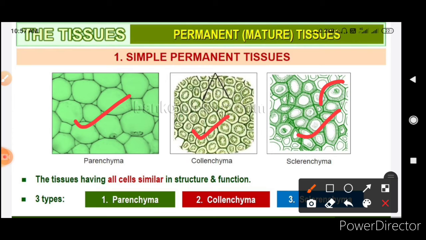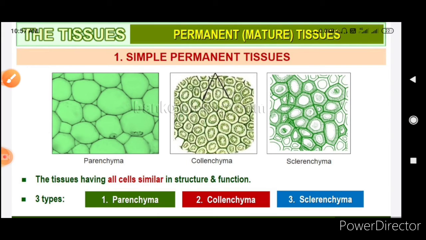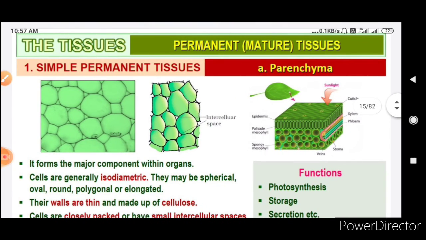See here you can see the deposition. This we'll see later, what are the characteristics of sclerenchyma. So simple permanent tissue are of three types: parenchyma, collenchyma and sclerenchyma. Now we'll talk about parenchyma, that is the first simple permanent tissue.